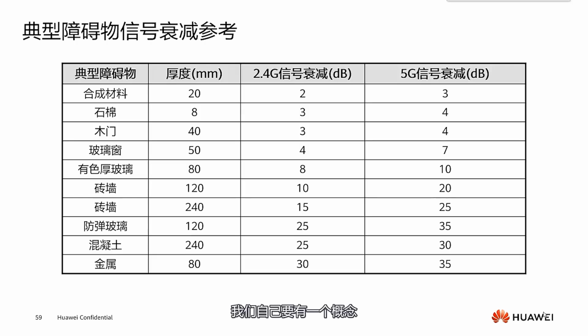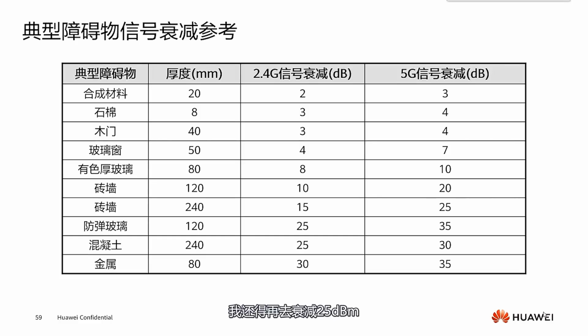Regarding obstacles, first, we consider the material. Whether it's brick, metal, wood, or glass, we need to have our own understanding. Secondly, the thickness. Signal attenuation correlates with thickness. The thicker the obstacle, the greater the signal attenuation. For example, a 40mm thick wooden door causes 3 decibels of attenuation. Metal, say it's 80mm thick, would cause 30 decibels of attenuation. Concrete, that's 240mm thick, would cause 25 decibels of attenuation. Attenuation is quite severe. Be aware of 25 decibels. 30 decibels of attenuation is very significant. Our total signal output is only 20 decibels.